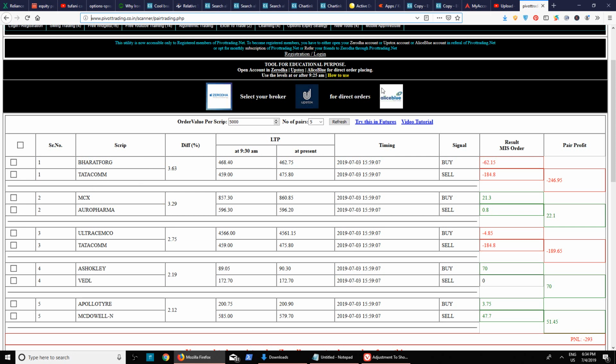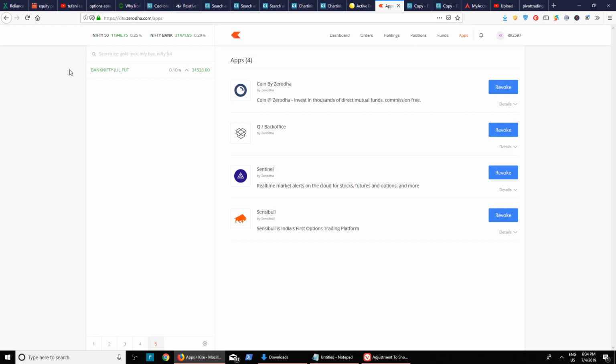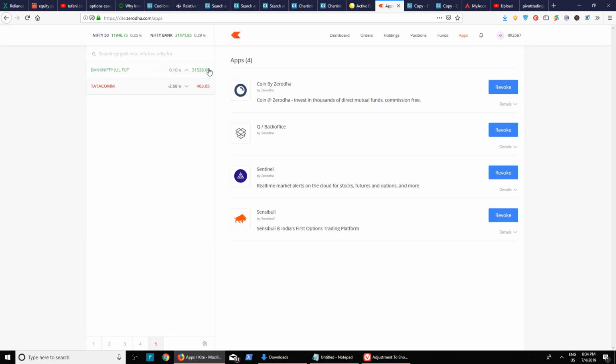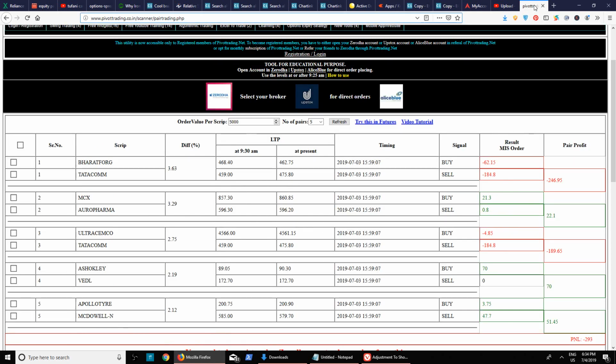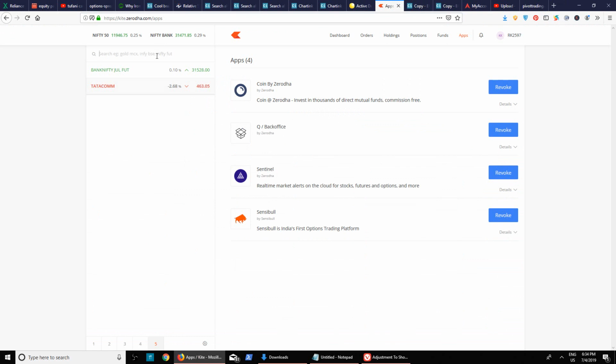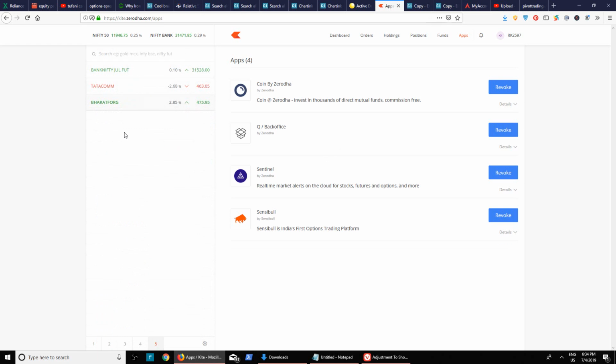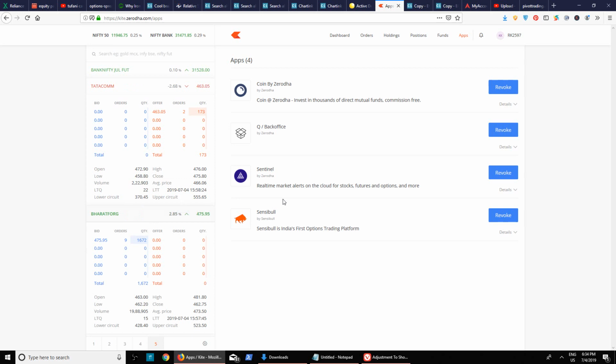Bharat Forge and Tata Communications. Let me go to my Zerodha terminal. These are the two stocks which were selected, and as you can see, one was negative. If I had taken the trade at 9:30, the price is updated, but especially from the closing, this has closed in negative, and this has closed in positive.